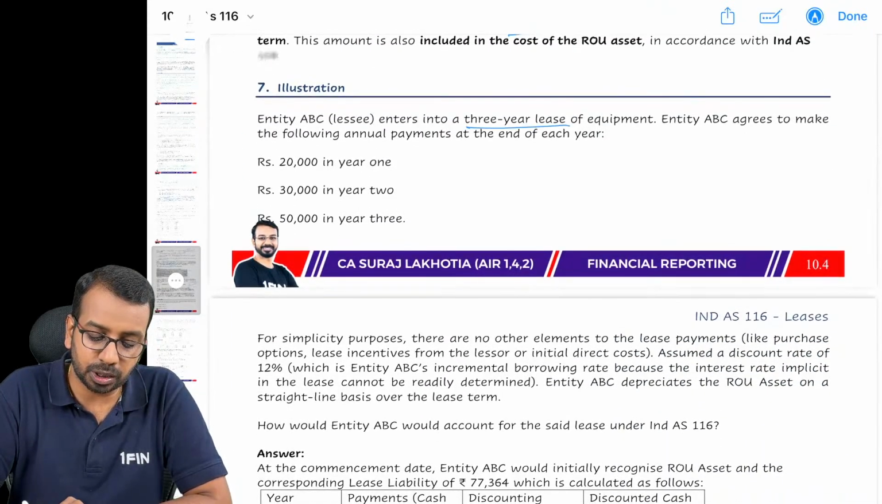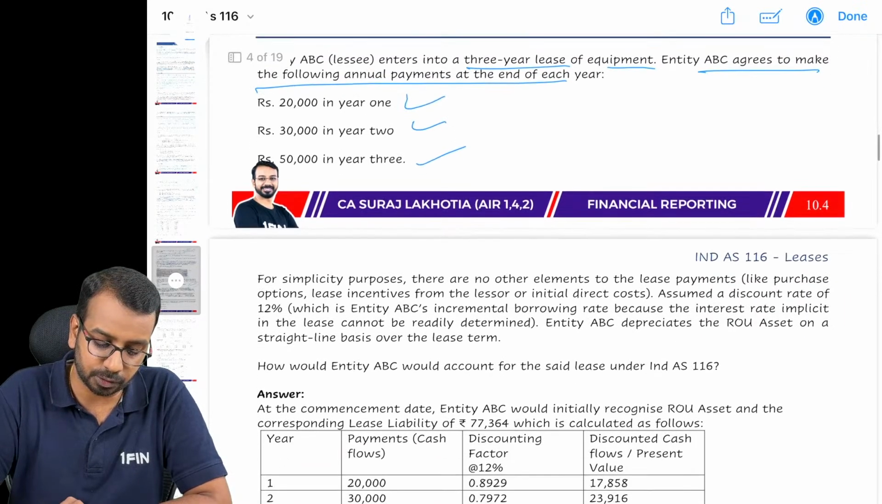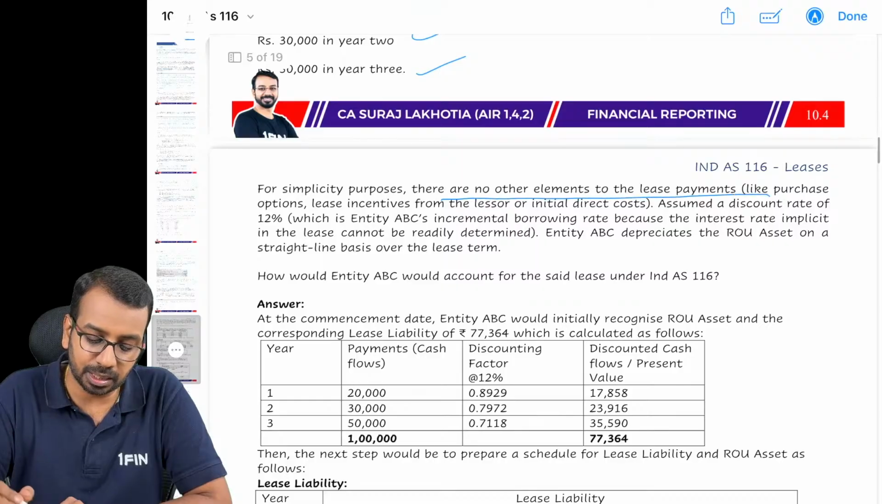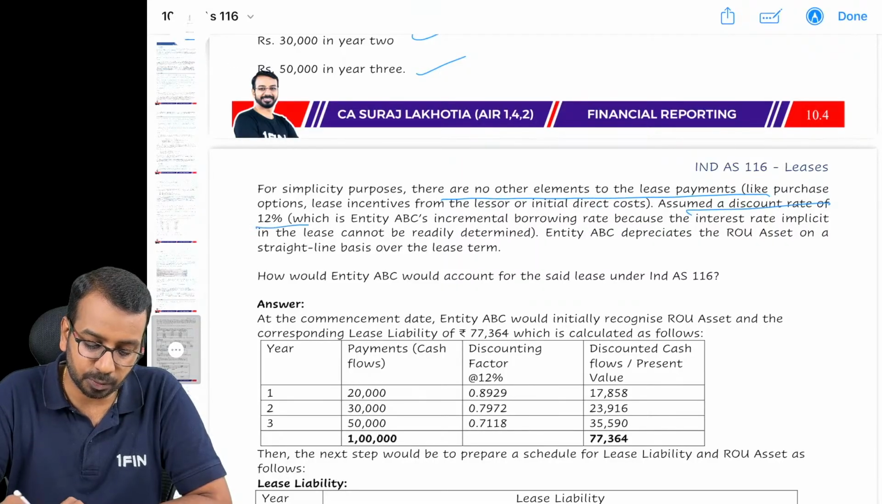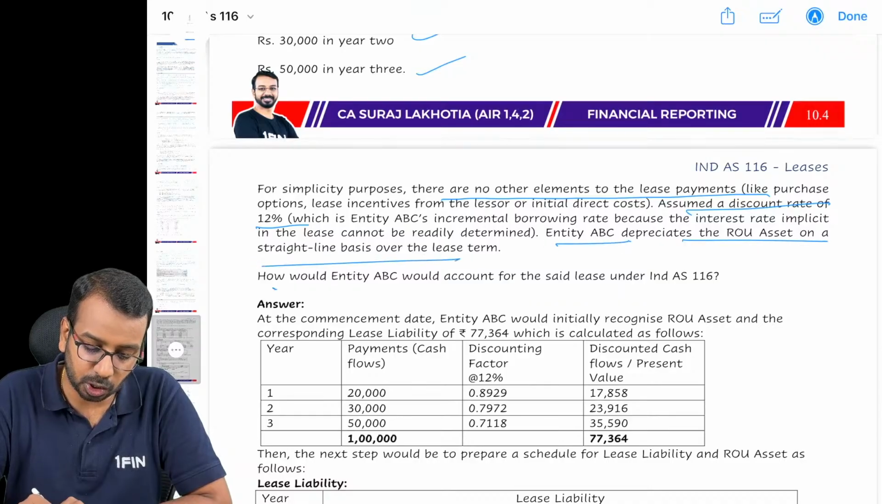Entity enters into 3-year lease. ABC agrees to make the following payment: 20,000, 30,000, 50,000. There are no other elements in the lease. Assume a discount rate of 12% and depreciate ROU asset on a SLM basis. How will we account for the lease?